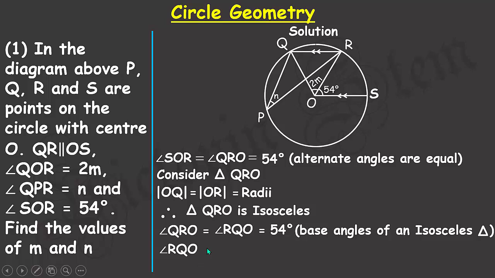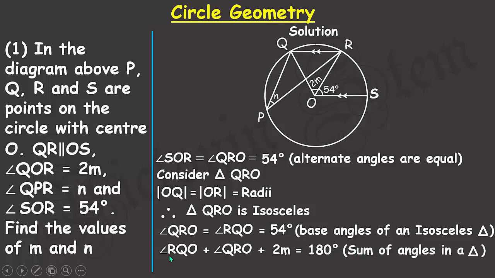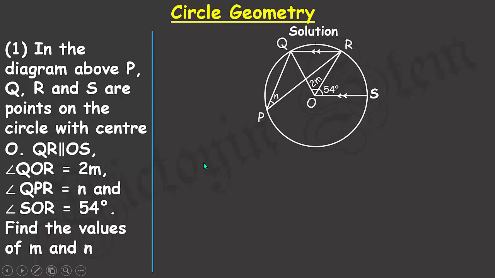Now, I can say RQO, this angle which is equivalent to 54, plus QRO, which is also 54, plus 2M equals 180. The reason is because these three angles are the sum of angles in a triangle. Remember, these two base angles are equal. They are 54 each apiece. So 54 degrees plus 54 degrees plus 2M equals 180.